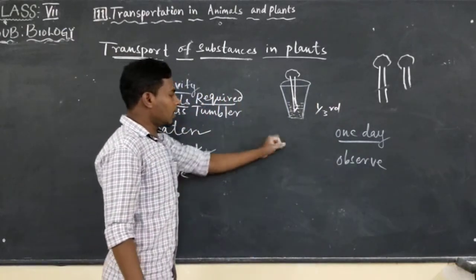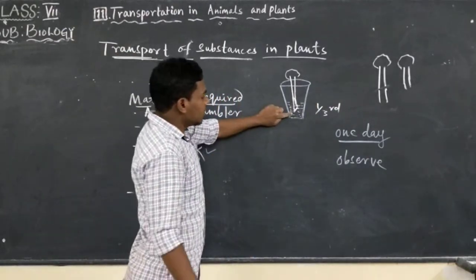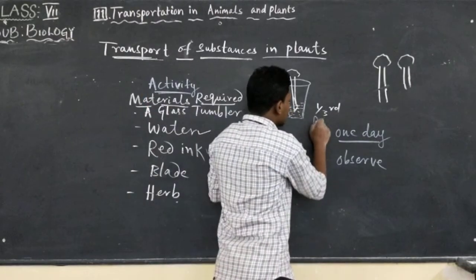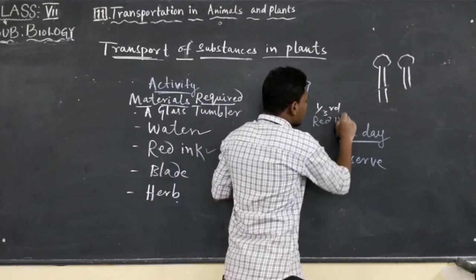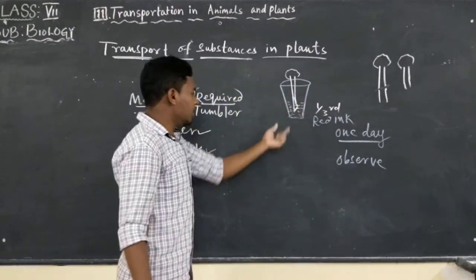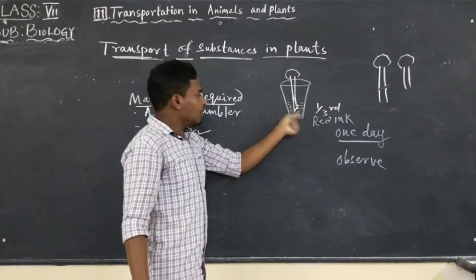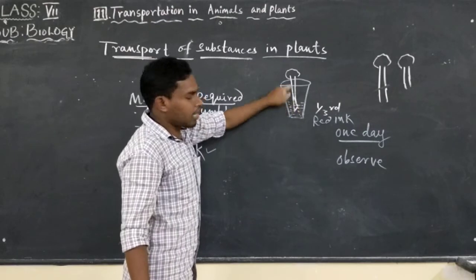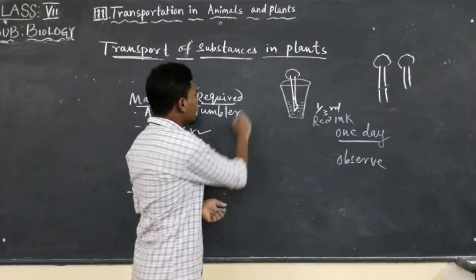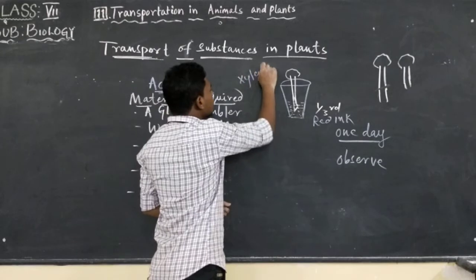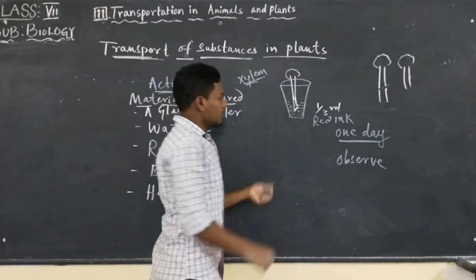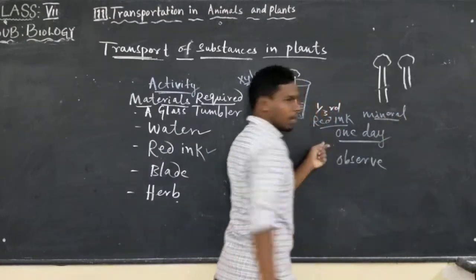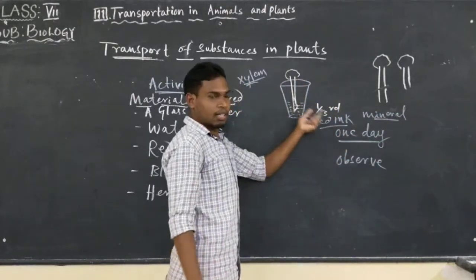So after 1 day what happens? This red water, the water which has red ink, will be carried from the bottom to the upper part of the plant. So through this stem the red ink is transferred by the help of what? By the help of xylem. Red ink is just like a mineral dissolved in the water.